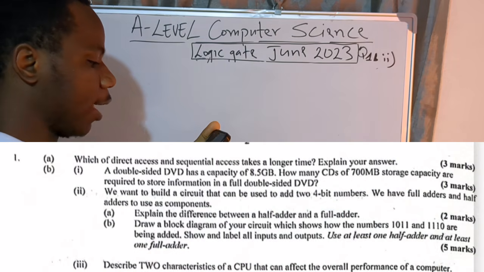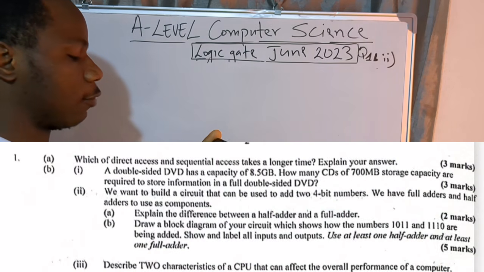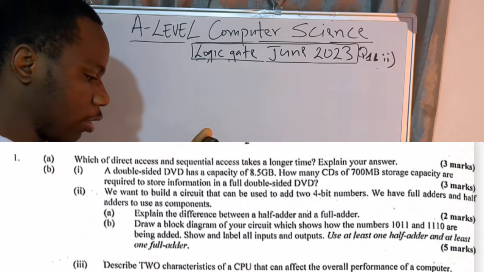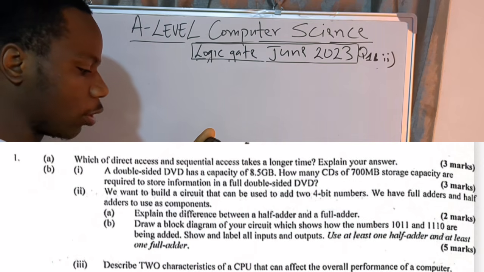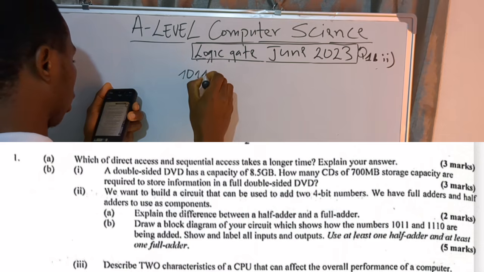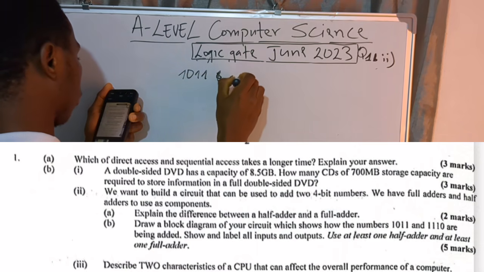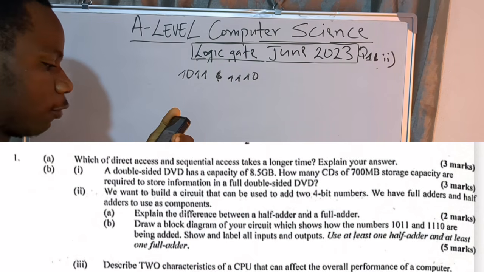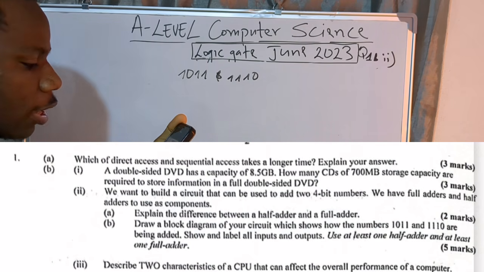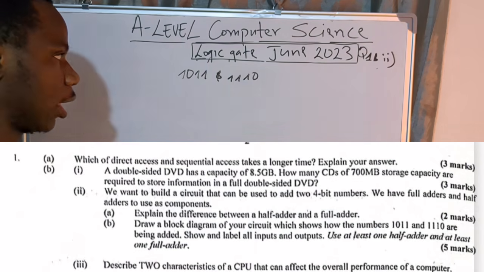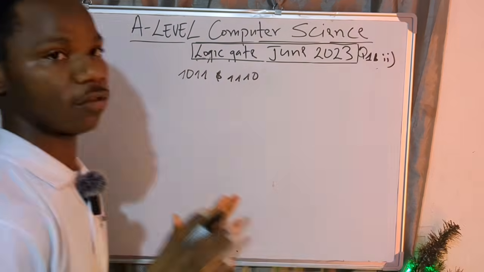Now, they say explain the difference between half adders and full adders. So I don't want to repeat myself. I think people have noted what I was saying here at the beginning. So that question is clear. We go to B. They say draw block diagram circuit which shows how the number 1011 and 1110 are being added. So we are drawing a circuit showing how these are being added. They say show and label all inputs and output. Use at least one half adder and full adder. So very, very important.